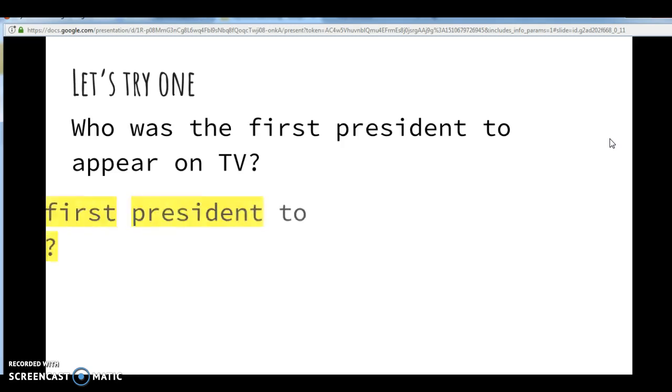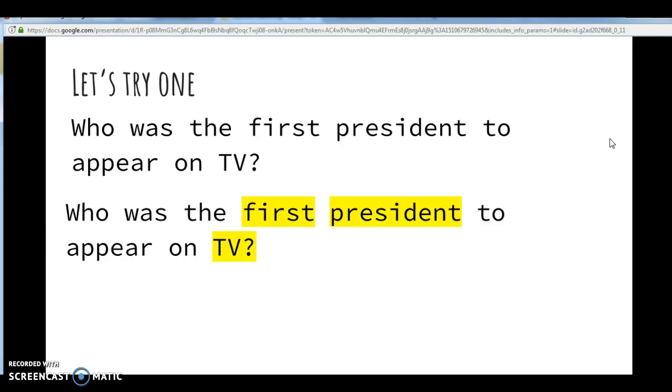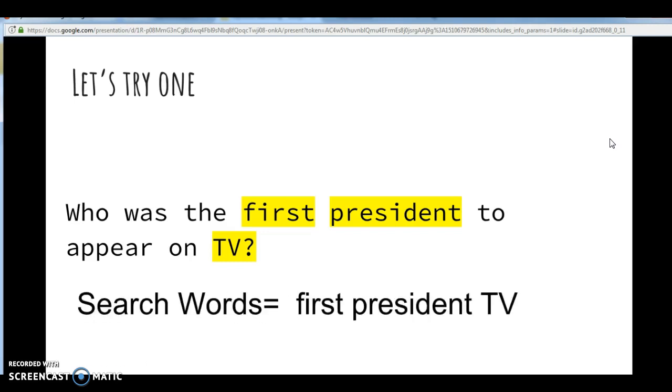Here's what you would highlight. First, president, TV. Okay, those are the only important words in that sentence. We don't need who, was, the, to, appear, on. It doesn't matter. We just need those three words. So in my search terms, if I were to search this, I would type in first president TV.